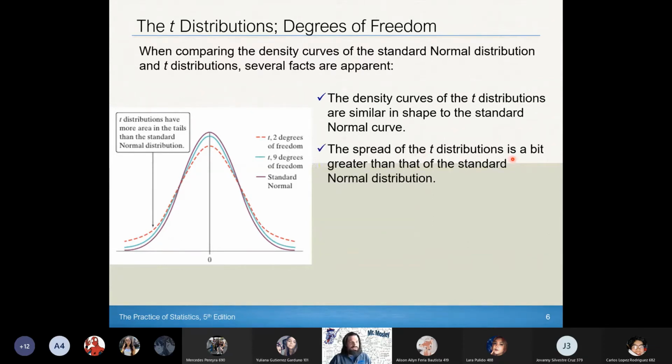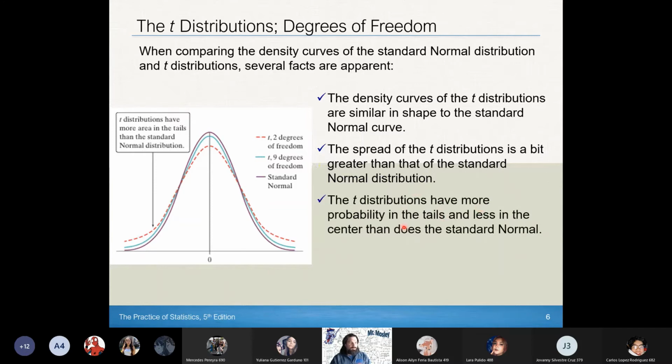The spread of the t-distributions is a bit greater than that of the standard normal distribution. And honestly, this makes sense, right? Because when we consider what we know from sampling distributions, the larger sample size we take, the less variation we get, so this thing gets more narrow. So a smaller degree of freedom means we had a smaller sample size, meaning we should have more variance. This is connected to that same concept. The t distributions have more probability in the tails and less in the center than does the standard normal.